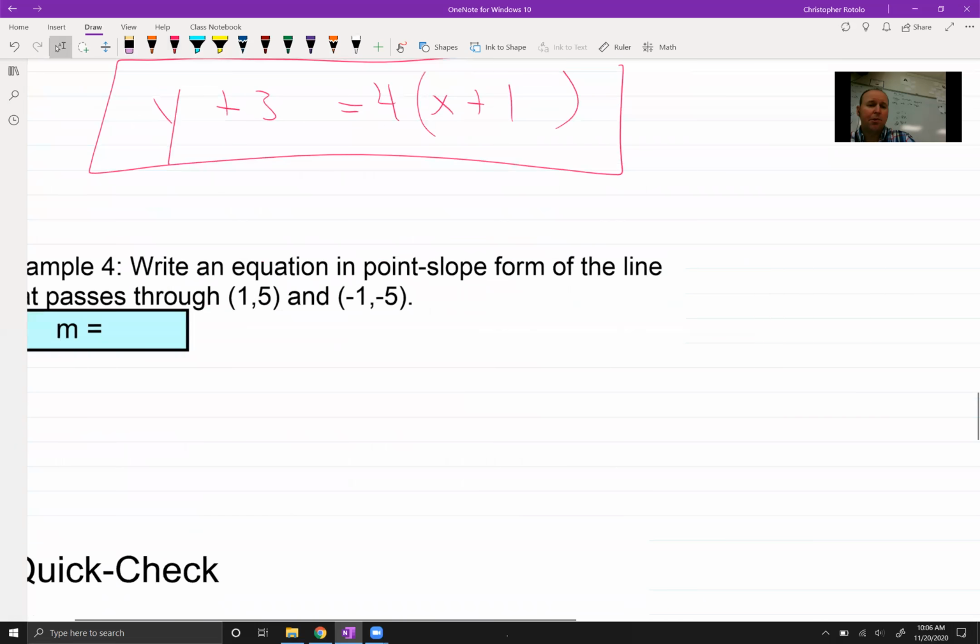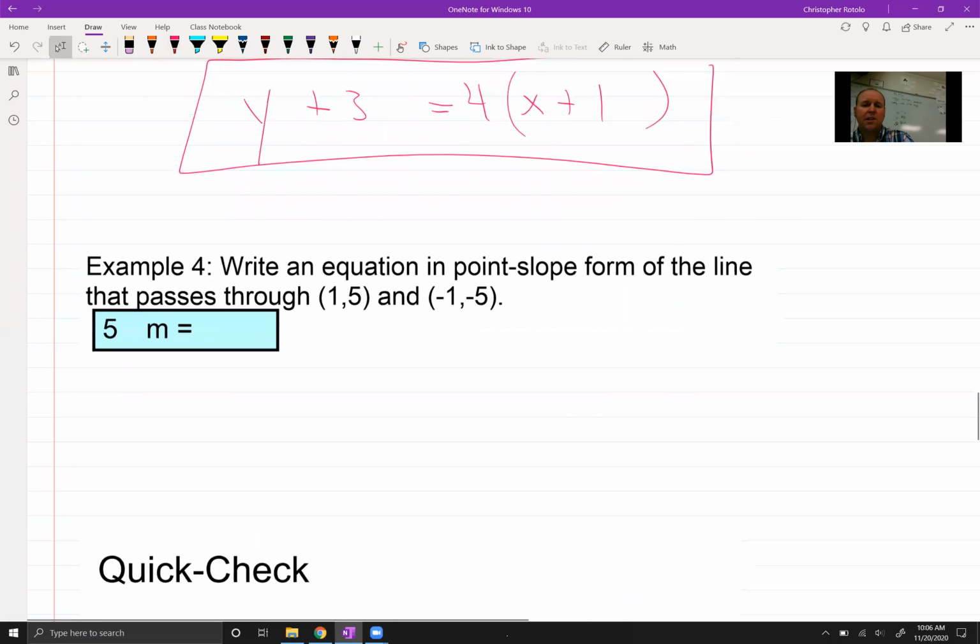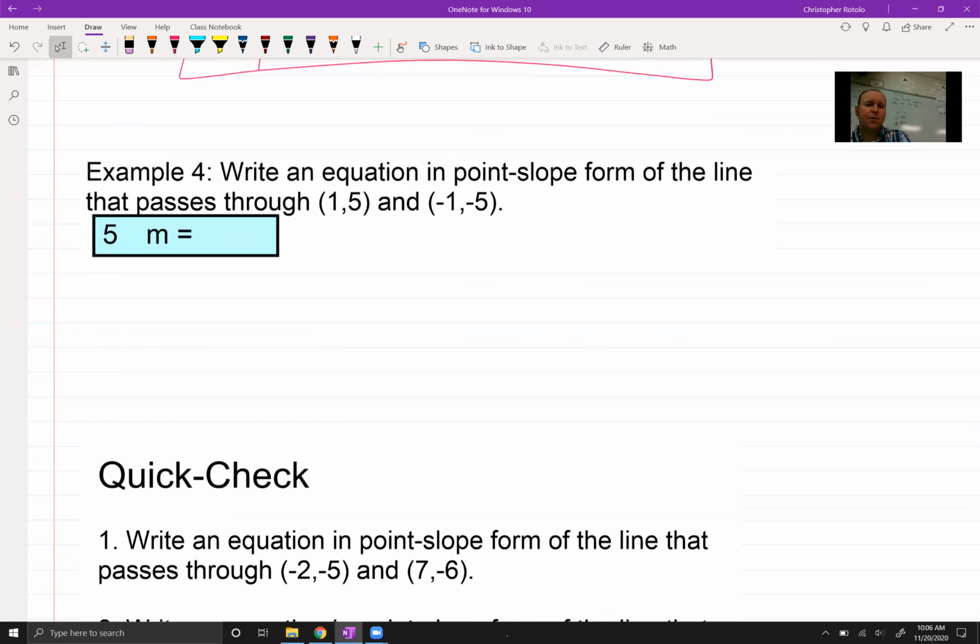All right, so we can build up the whole thing and say, I need you to write the equation in point slope form of the line. So first thing is, I've got to find out what the slope is. And so let's go with negative 5 minus 5, negative 1 minus 1. So I get negative 10 over negative 2. So I get 5. The slope is 5.